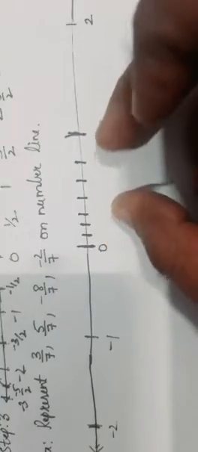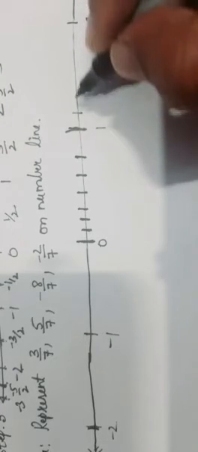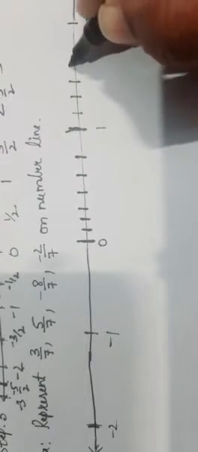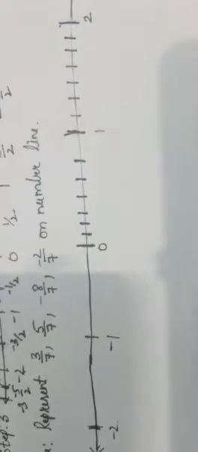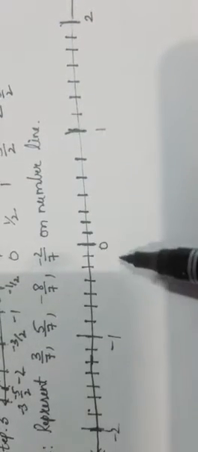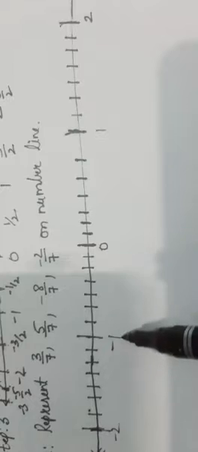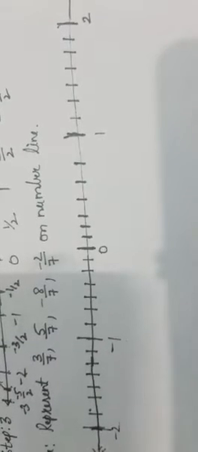This is the first division. 1, 2, 3, 4, 5, 6. This is the 7th division. This way we have to take with equal distance, children. And again from 1 to 2 make 7 divisions. 1, 2, 3, 4, 5, 6, and this is the 7th one. The same way to the left of 0. So I have made 7 divisions between 0 to minus 1, minus 1 to minus 2.